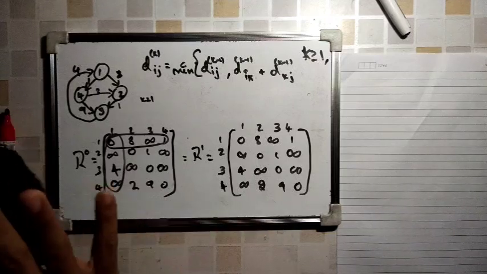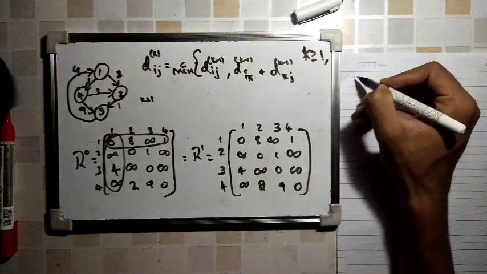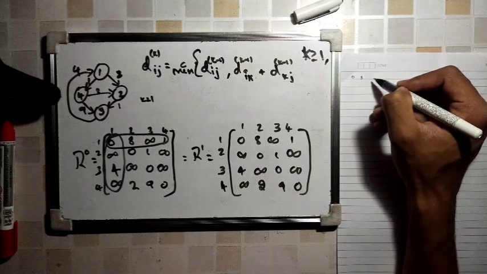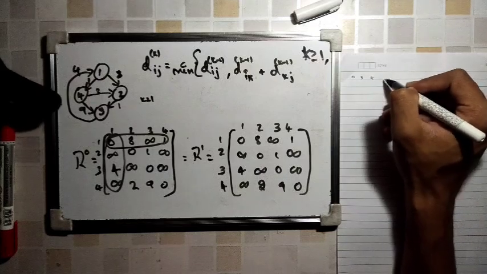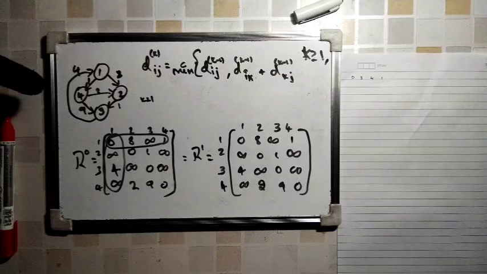Okay, so let me just write it for my reference. 1 to 1 should be 0. 1 to 2 should be 3, 1 to 3 should be 4, and 1 to 4 is 1. So I have to find my answer in such a way that at the end I should get this kind of result.